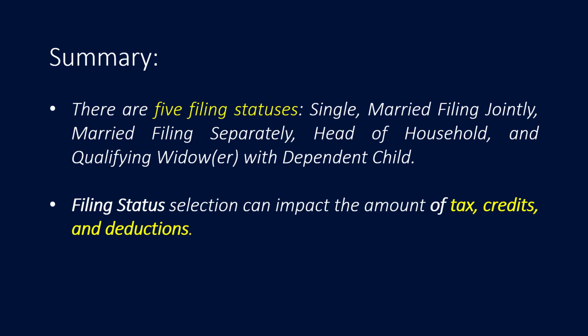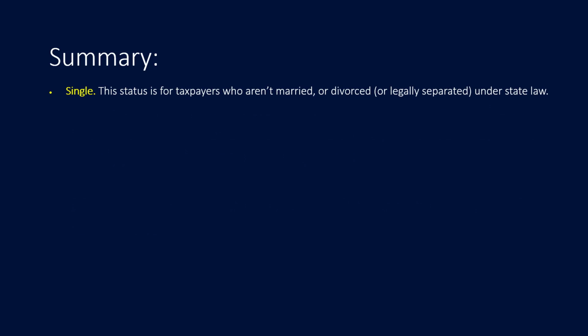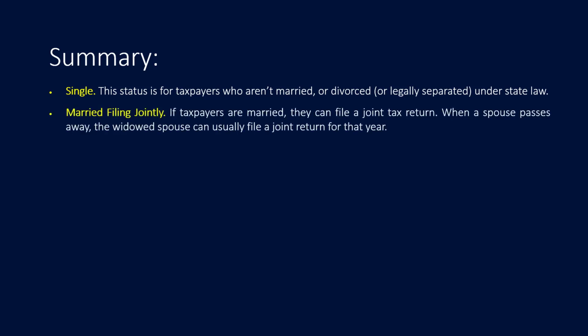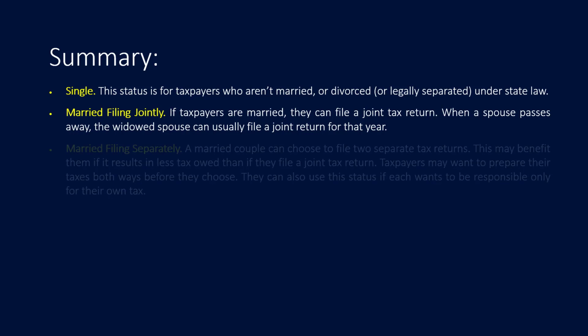There are 5 filing statuses: single, married filing jointly, married filing separately, head of household, and qualifying widow or widower with dependent child. Filing status selection can impact the amount of tax, credits, and deductions on your tax return. The single filing status is for taxpayers who aren't married or are divorced or legally separated under state law. Married filing jointly: if taxpayers are married, they can file a joint tax return. When a spouse passes away, the widowed spouse can usually file a joint return for that tax year.